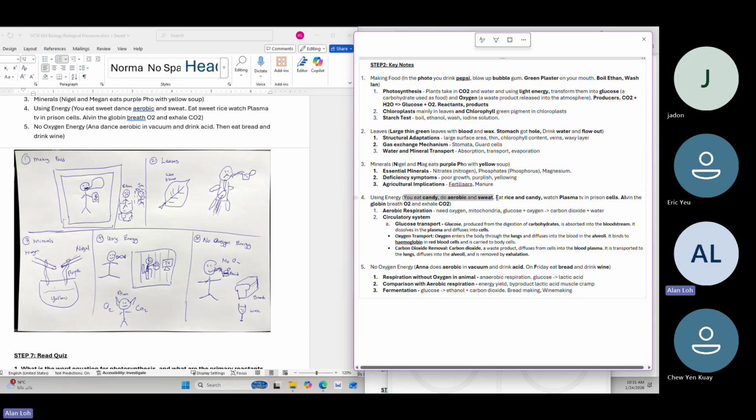Then the second part is you are eating rice and candy and watching plasma TV in a prison cell. This is to reflect how the glucose is being transported. Glucose is also like candy, sweet, and a carbohydrate. Rice is a type of carbohydrate, and Chinese always like to eat rice, so that's why I put rice and candy. And rice and candy usually don't go hand in hand, so this doesn't make sense. That is also to create some emotions.